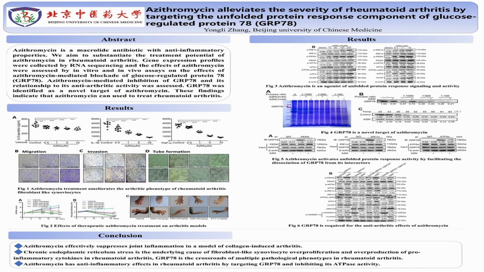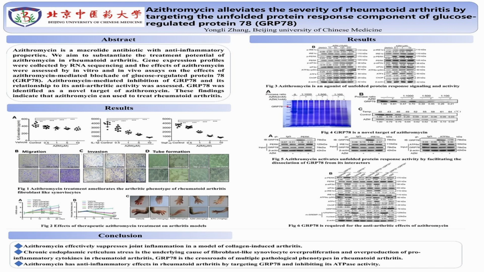The title of my talk is "Azithromycin alleviates the severity of rheumatoid arthritis by targeting the UBR component of GRP7H." The key points of my talk are grouped into 4 areas as follows. The first part is the introduction to the background significance.